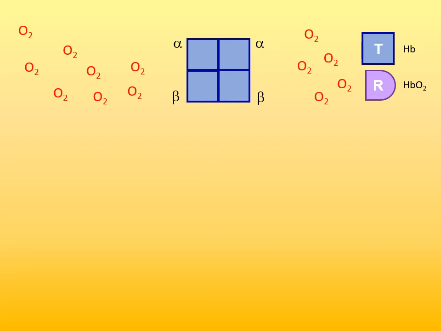So this is what we are going to explain now. We have already seen there are two forms, T form and R form. Now deoxyhemoglobin is in T form. Due to thermal motion, some of these subunits, there are two alpha and two beta subunits, may simply at random assume R form briefly, and that R form may bind to oxygen.